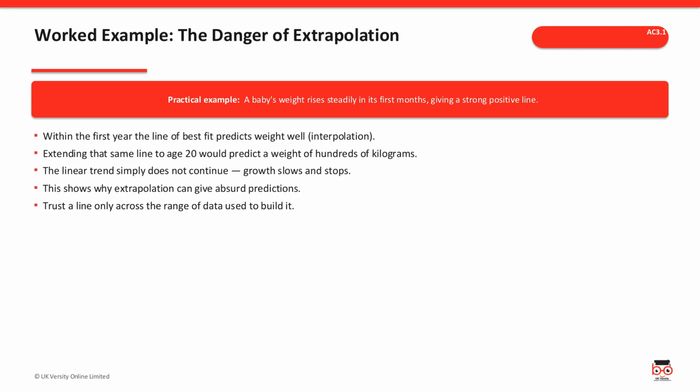Here's a vivid example. A baby's weight climbs steadily over its first few months, giving a lovely, strong, positive line. Within that first year, the line predicts weight nicely. That's interpolation. But extend the very same line out to age 20, and it would forecast a weight of hundreds of kilograms, which is obviously absurd. The linear trend just doesn't carry on. Growth slows and eventually stops. It's a perfect illustration of why you should only trust a line across the range of data used to build it.